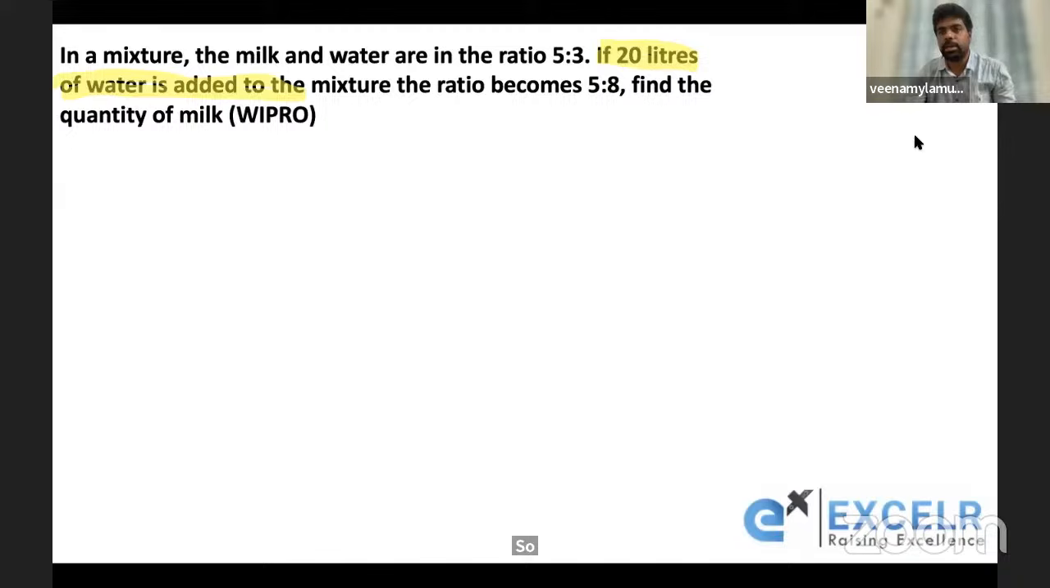Sushant, Sai Kiran, everyone is saying it is 21. 20.